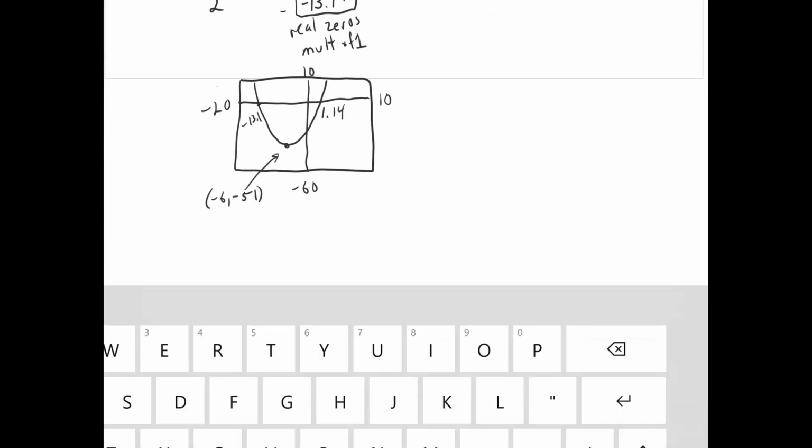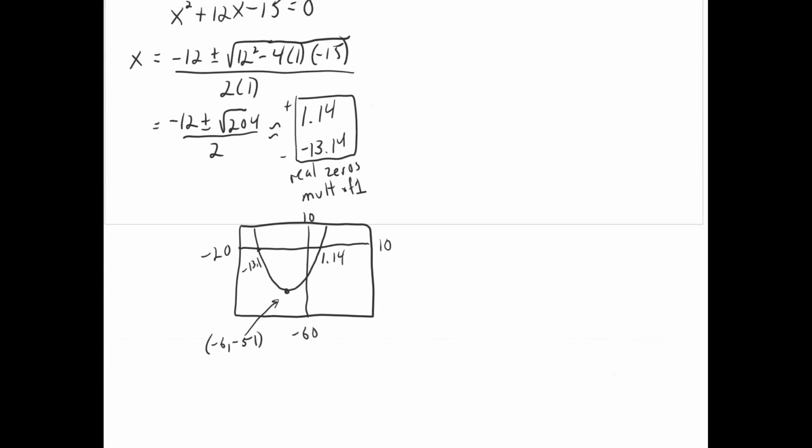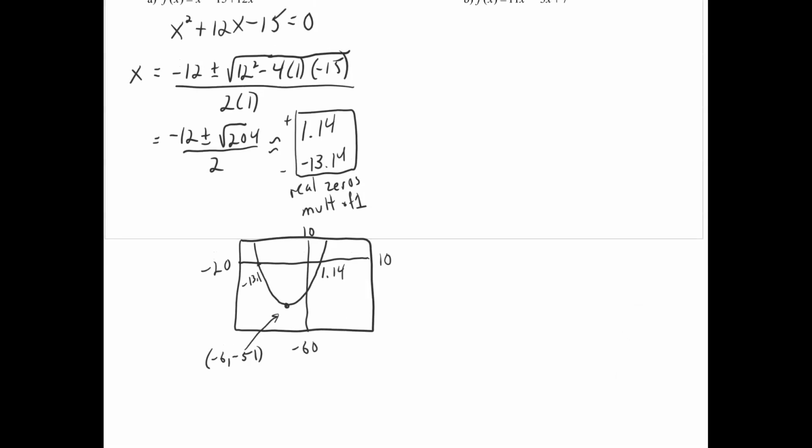I left end behavior out of this, so let's go ahead and get the end behavior and the y-intercept. The y-intercept is negative 15. And the end behavior is just that first term, so it just approaches x squared.